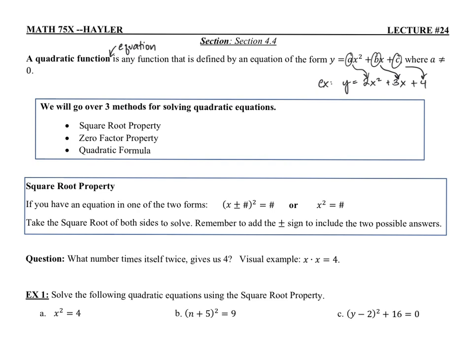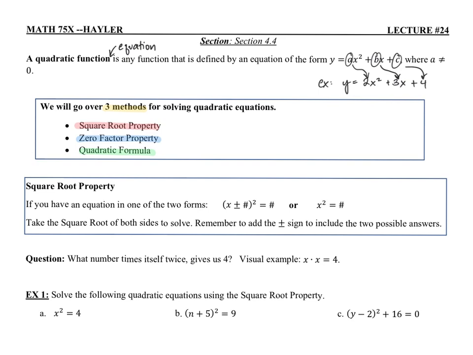So we're going to go over 3 different methods for solving quadratic equations. I would say these go in terms of possibly from simplest to the more challenging one. Square root property is the first one we'll look at. Then we'll look at zero factor property. And finally, the quadratic formula.